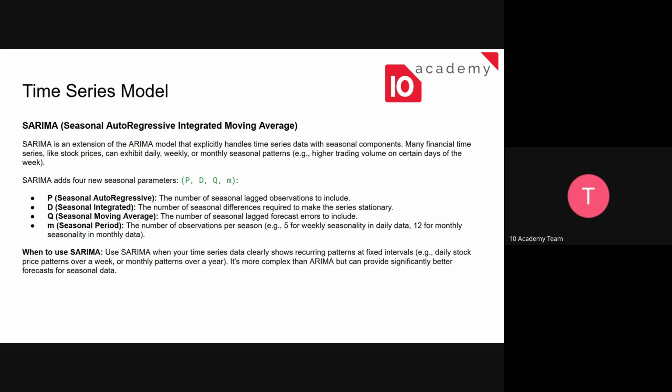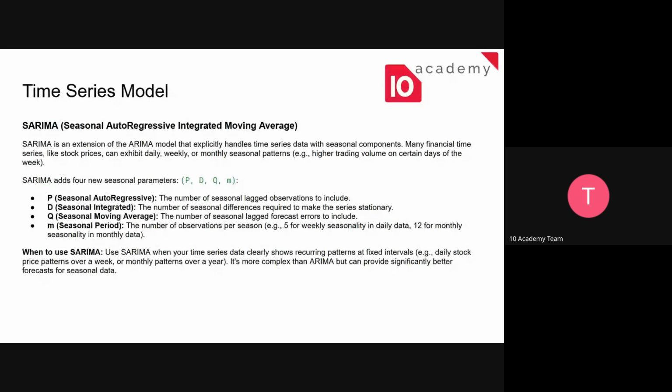Okay, so P is the seasonal autoregressive, which is the number of seasonal lag observations to include. D is the seasonal integrated, the number of seasonal differences required to make the series stationary. And Q is the seasonal moving average, which is the number of seasonal lagged forecast errors to include.